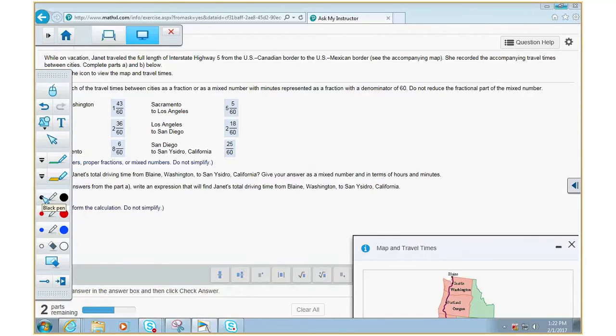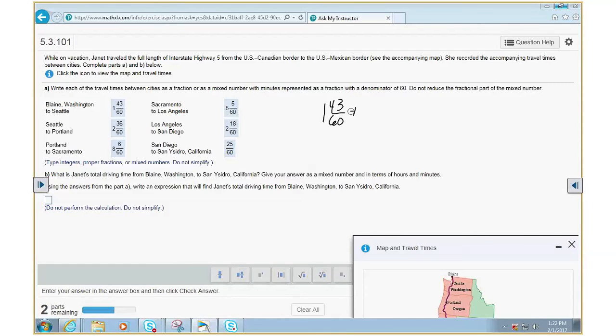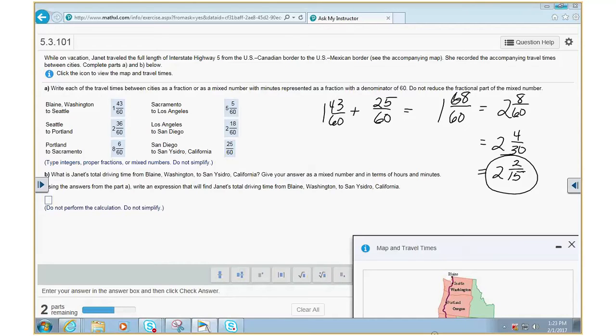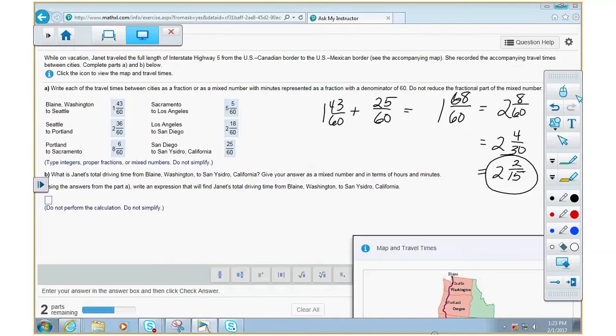So 1 and 43/60 plus 25/60 is equal to 1 and 68/60, which is equal to 2 and 8/60, which is equal to 2 and 4/30, which is equal to 2 and 2/15. Now, 2/15, you can do that in a calculator, but that should be your answer. Let's see what they say. Two and 2/15.